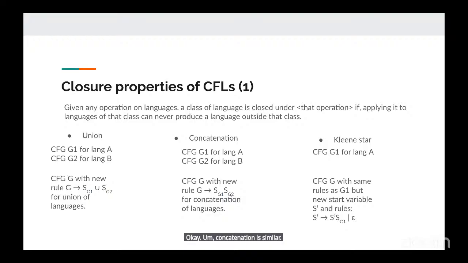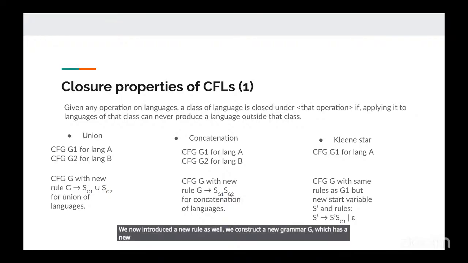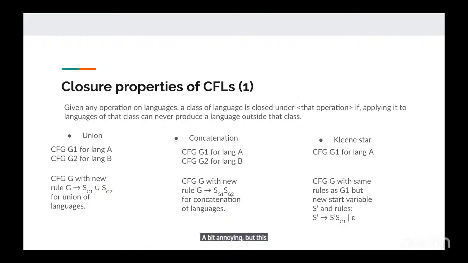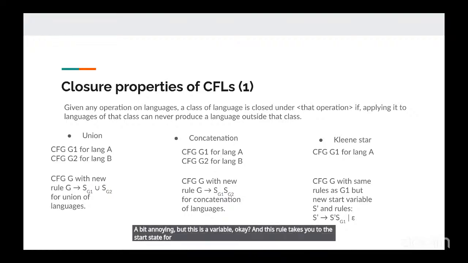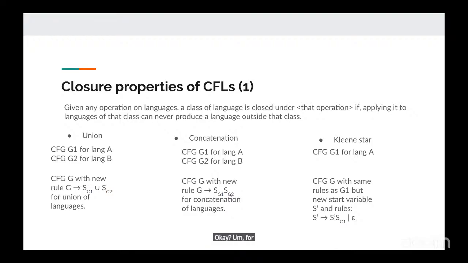Concatenation is similar. We have two context-free grammars. We now introduce a new rule as well. We construct a new grammar G, which has a new start rule. I've also called it G, which is a bit annoying, but this is a variable. This rule takes you to the start variables for G1 and G2, and you concatenate them together.